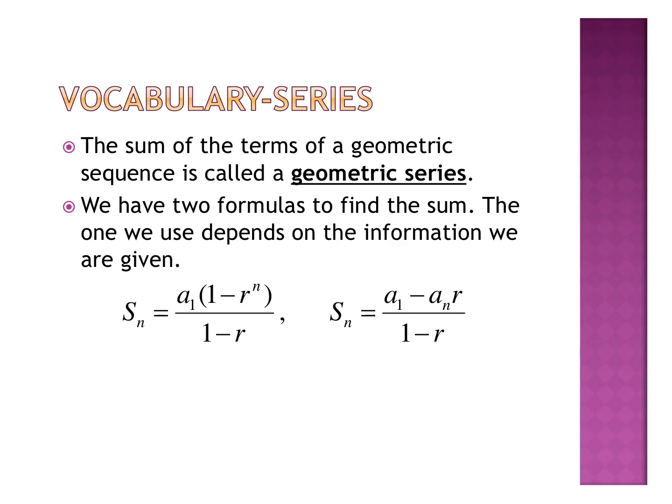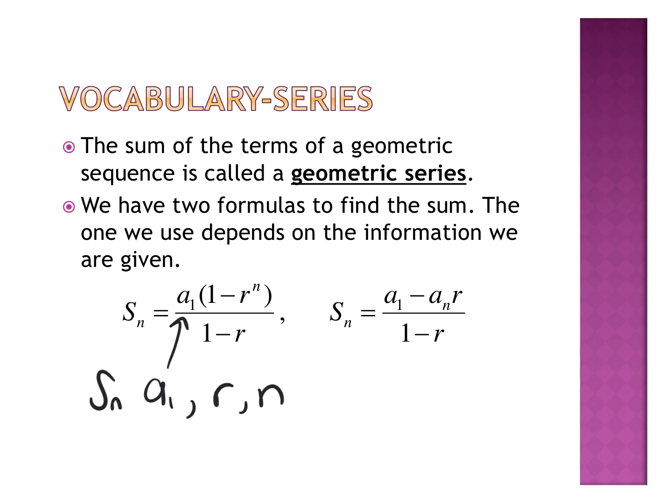All right, now let's talk about geometric series, where we want to add up all the terms. Remember, the sum of a geometric sequence is called the geometric series. We actually have two formulas to find the sum, depending on what information we're given. The first equation is Sn equals a1 times 1 minus r to the n power over 1 minus r. So in this equation, we need a1, we need r, and we need n.